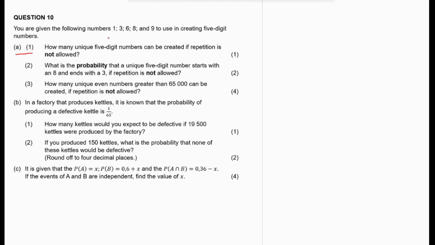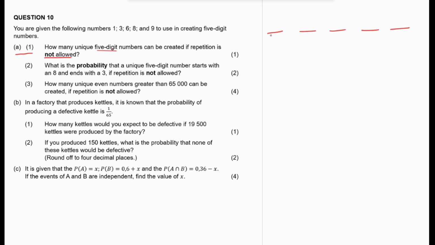You are given the following numbers: 1, 3, 6, 8, 9, to use in creating 5-digit numbers. How many unique 5-digit numbers can be created if repetition is not allowed? We're creating 5-digit numbers. So it means you have 5 slots: 1, 2, 3, 4, 5.